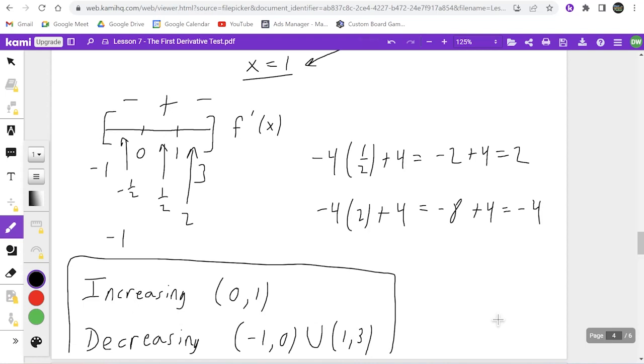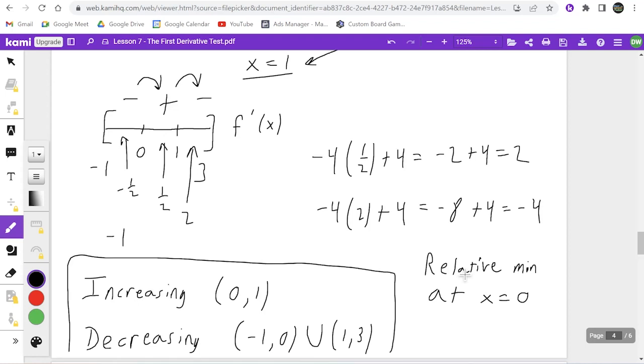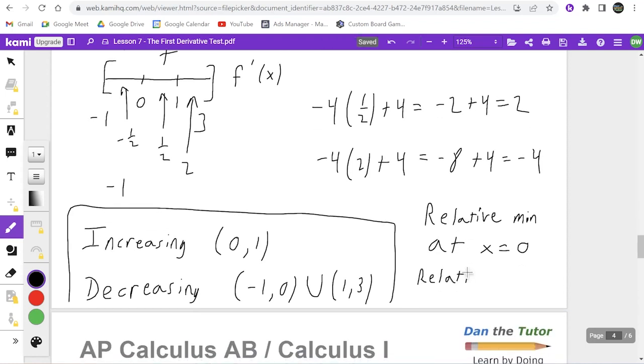Okay. Now, if I want to know where my maximums and minimums are, I got to look at the sign changes. You'll notice at 0, it's changing from a negative to positive, and at 1, it's changing from a positive to negative. So in other words, since 0 changes from negative to positive, I'm going to say there's a relative minimum at x equals 0. And then for the opposite reason, I'm going to say there's a relative maximum at x equals 1. And there's two of my answers. I've got increasing and decreasing, and I've got my relative extrema. Any questions so far?